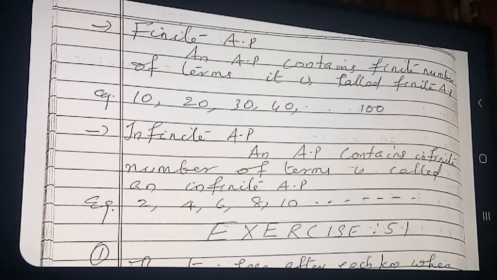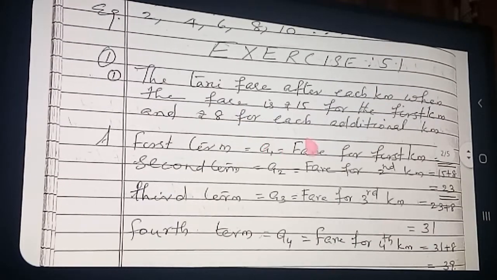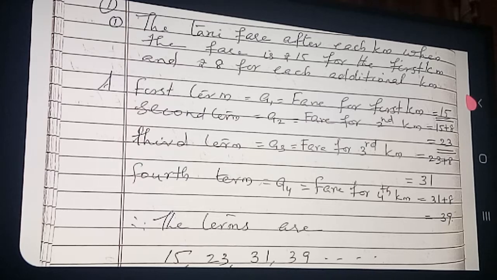Now we will start with exercise 15.1. All of you take your textbook also. I didn't write the full questions, so all of you take your textbook first. Everybody take your textbook and start to read the first question, arithmetic progression. Read the first question, all of you.